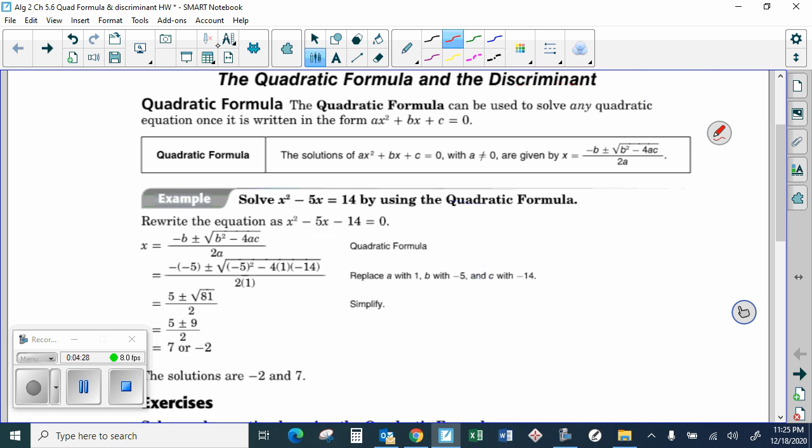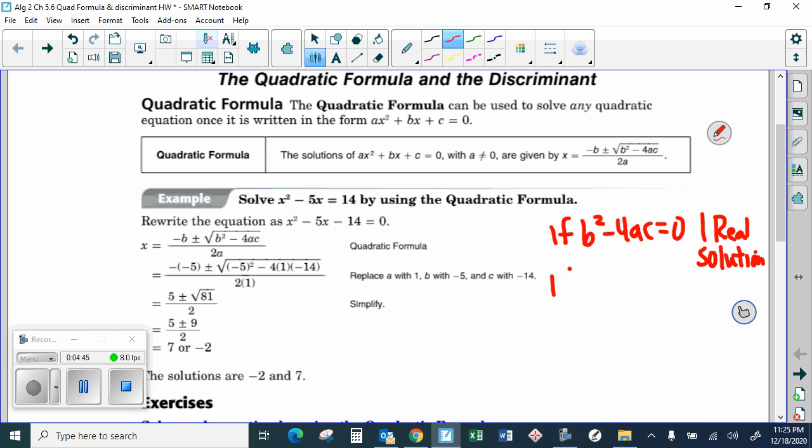Okay. So discriminant. If b squared minus 4ac equals 0, one real solution.